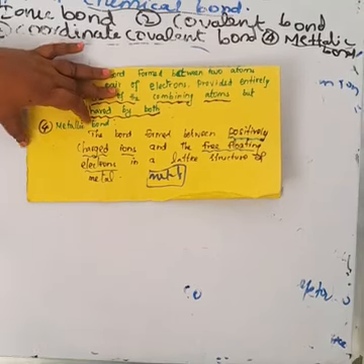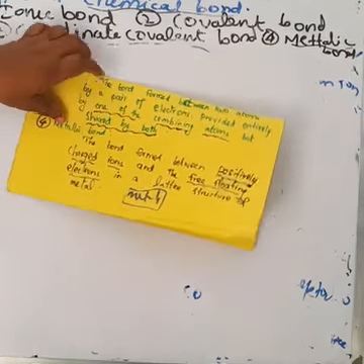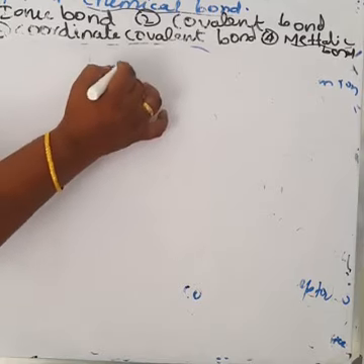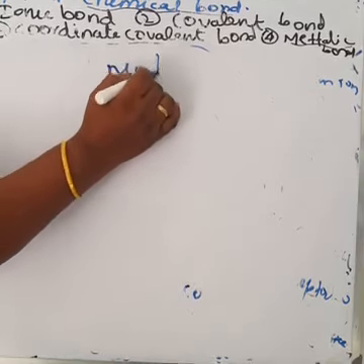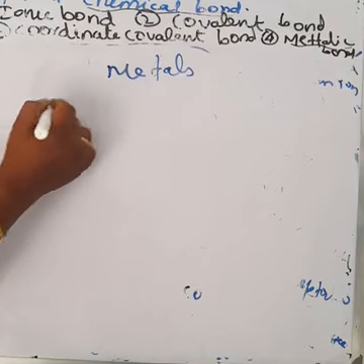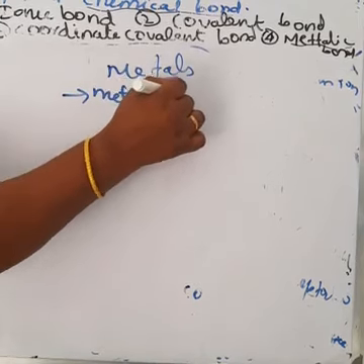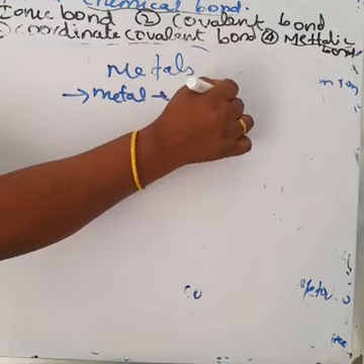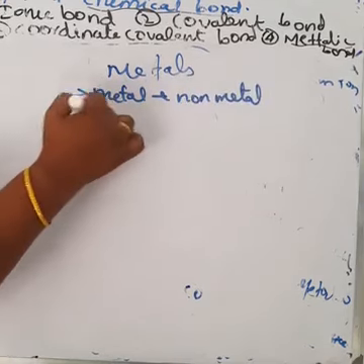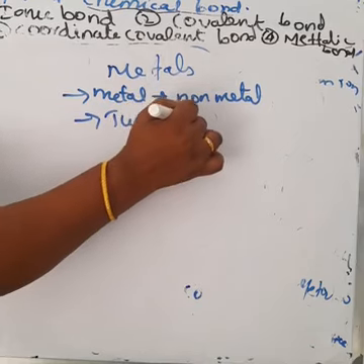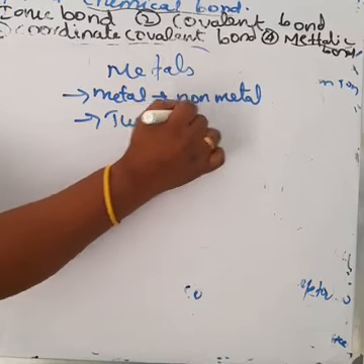Understood? Metallic bond is formed between metals. Ionic bond is formed between metal and non-metal. Covalent bond and coordinate covalent bond are formed between two non-metals. But metallic bond is formed between metals.